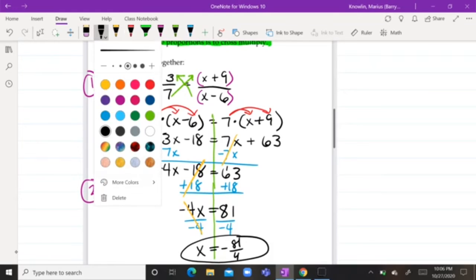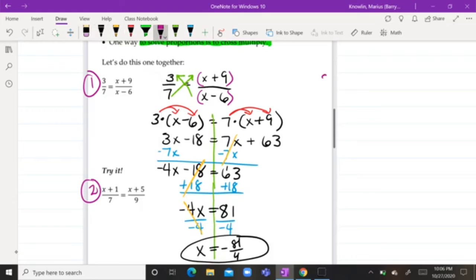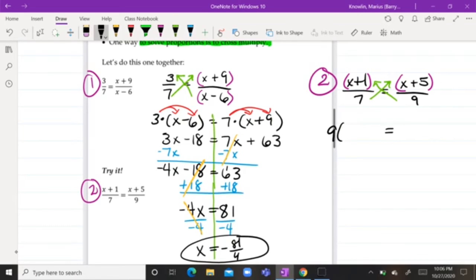Alright, so let's take a look at number 2. And I'll put number 2 over here. Number 2 says x plus 1 divided by 7 equals x plus 5 divided by 9. Now once again, treat each one of these as a group. So when you cross multiply, you're multiplying the denominator times the group. So on our left side, we have 9 times x plus 1. On the right side, we have 7 times x plus 5. And now we go ahead and distribute and solve our problem.